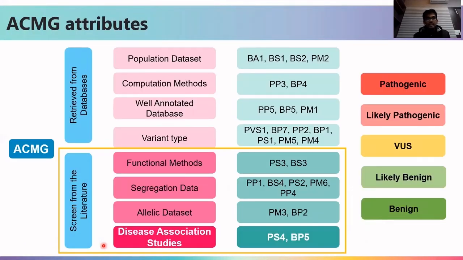Next we'll go for the disease association studies. Disease association studies are the genome-wide association studies in which the variant has been associated with the disorder. Okay, so there are two ACMG attributes which are used for this, that is PS4 and BP5.